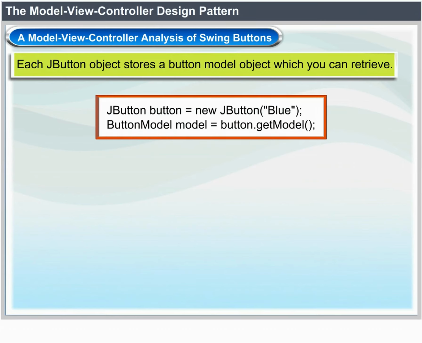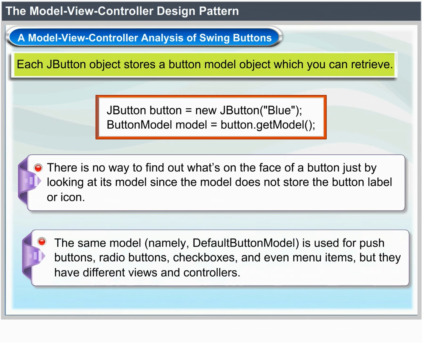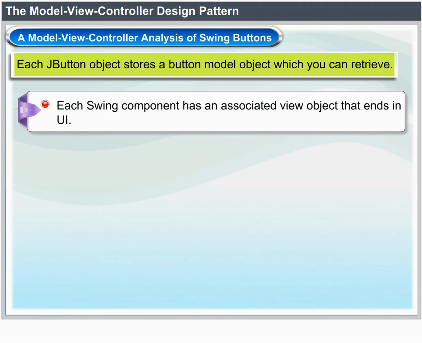JButton button = new JButton("Blue"); ButtonModel model = button.getModel(); There is no way to find out what's on the face of a button just by looking at its model, since the model does not store the button label or icon. The same model, namely DefaultButtonModel, is used for push buttons, radio buttons, checkboxes, and even menu items, but they have different views and controllers. Each Swing component has an associated view object that ends in UI.